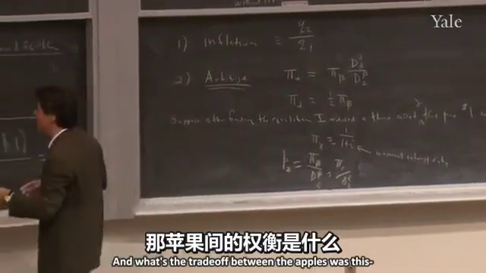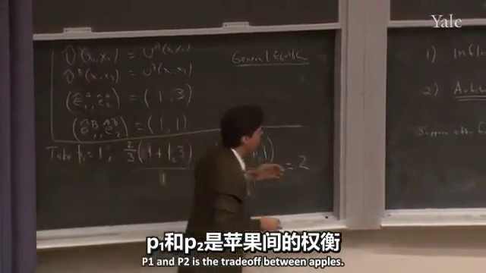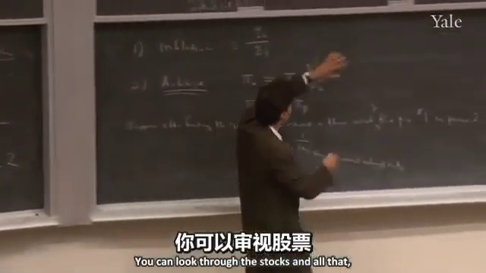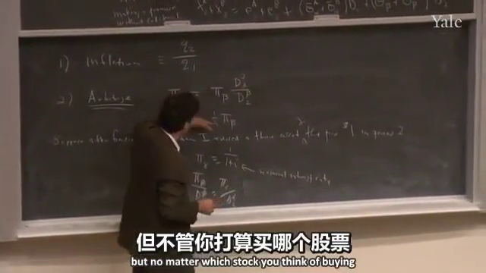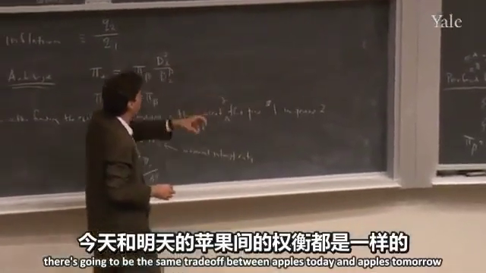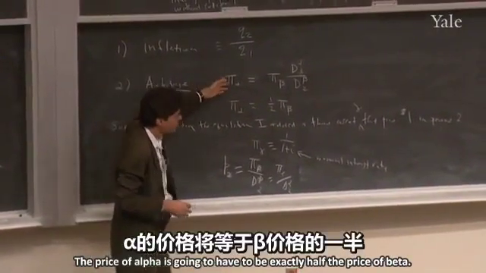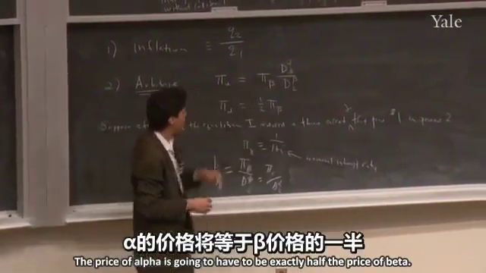And what's the trade-off between the apples? P1 and P2 is the trade-off between apples. You can look through the stocks and all that, but no matter which stock you think of buying, there's going to be the same trade-off between apples today and apples tomorrow because of the no arbitrage. You know, the price of alpha is going to have to be exactly half the price of beta.